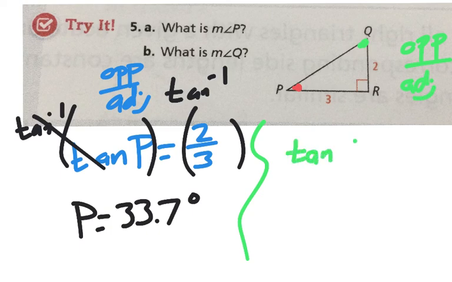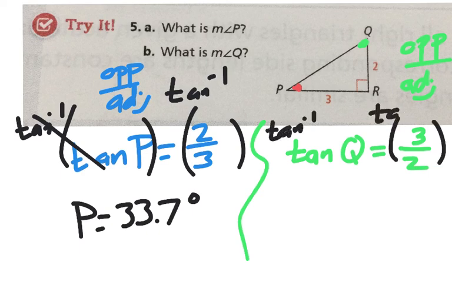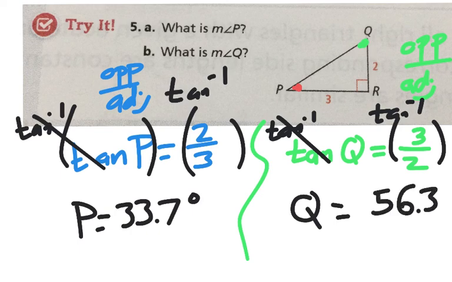So we could say tangent of our angle Q is equal to the opposite side 3 over the adjacent side 2. To get Q by itself, I have to take an inverse tangent of both sides. And so that's going to give me Q equals, and then in your calculator, inverse tangent of 3/2 is going to be 56.3, rounded to 1 decimal place, 56.3 degrees.